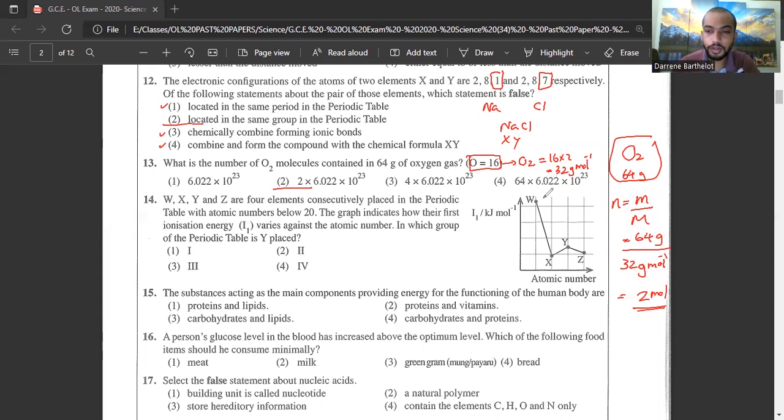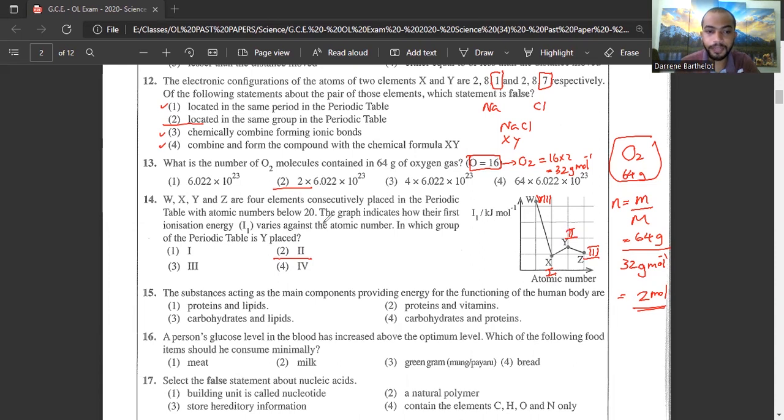Okay. So here you can see there is a large drop between W and X, right? Normally this large drop is present in between periods. So W should be a group 8 element and X should be in group 1 of the next period. So X will be group 1, then Y will be group 2, and Z will be group 3. That's how you find. So they're asking the group number of Y. So Y will be group number 2.